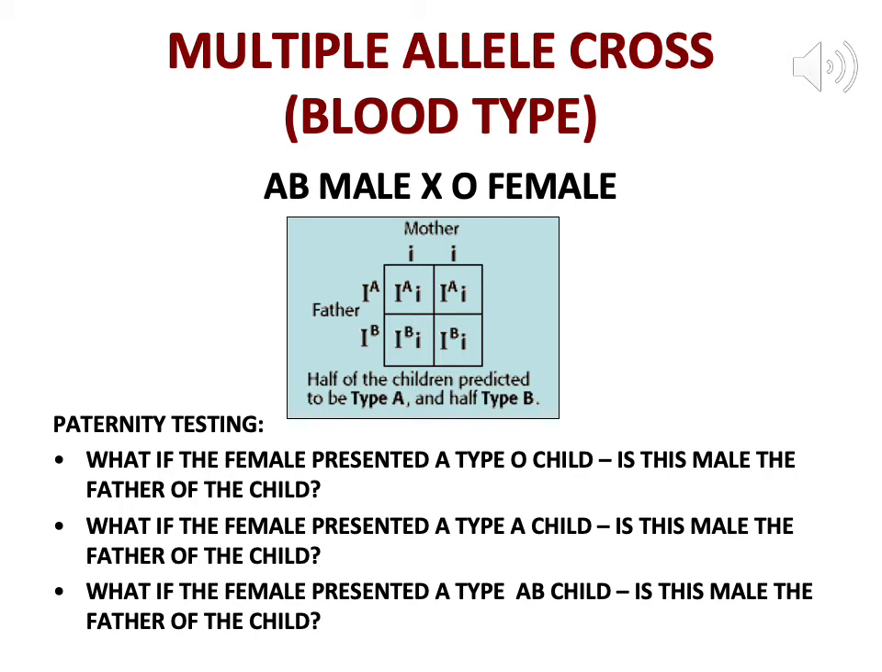Second bullet, what if the female presented a type A child? Is this male the father of the child? Well, look at the Punnett square, and you see we have at least a 50% probability that the child could be I superscript A, lowercase i, which means a child with type A blood. So the male could be the father of the child, but then again, any male who's AB could be the father of this child. Any male that's type A could be the father of this child.